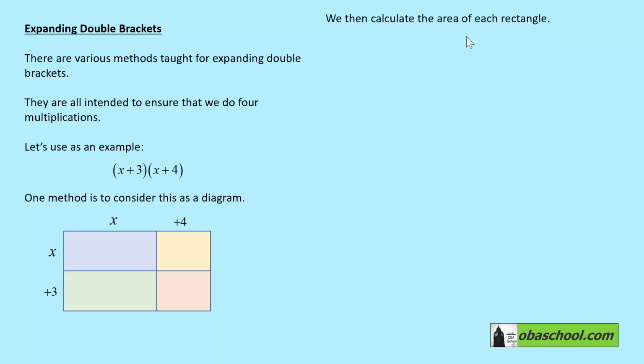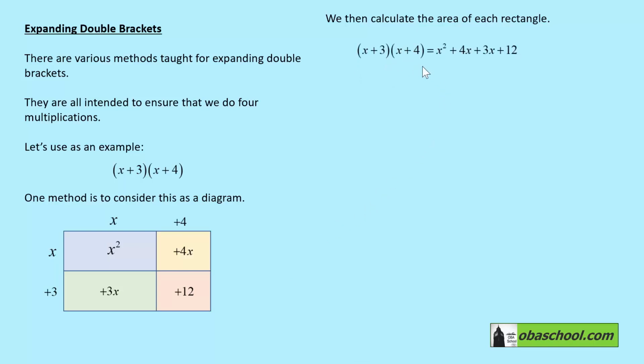We calculate the area of each rectangle. So here, to work out the area of this rectangle, we do x times x. And of course, that's x squared. For this one, we do x times positive 4, which gives me positive 4x. Here we do x times positive 3, which is positive 3x. And here we do a positive 3 times a positive 4, which gives me a positive 12.